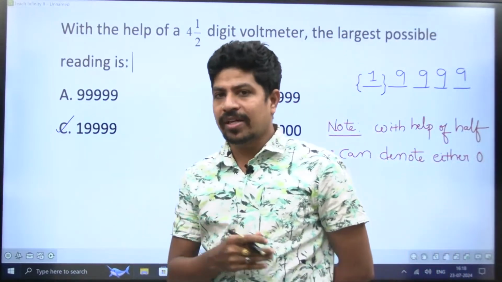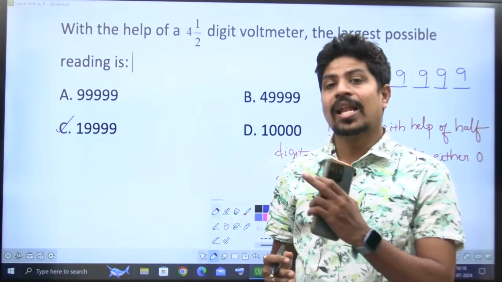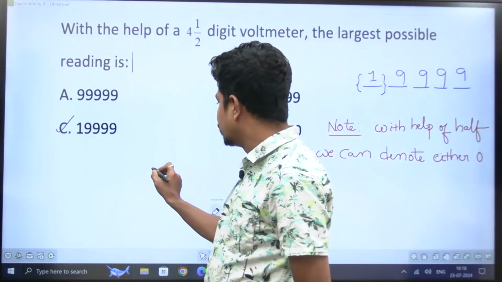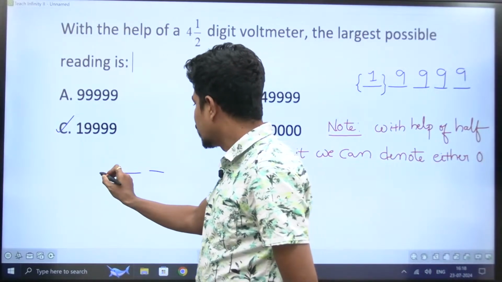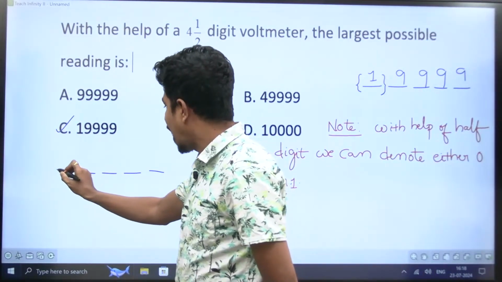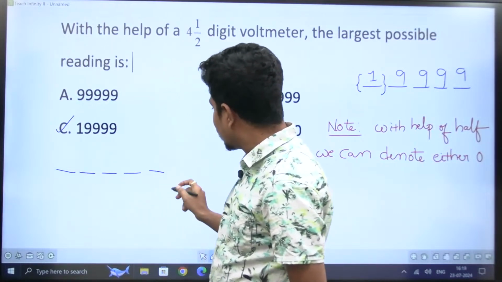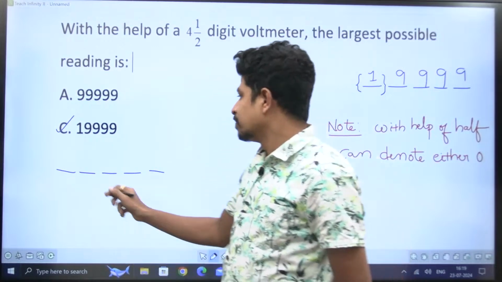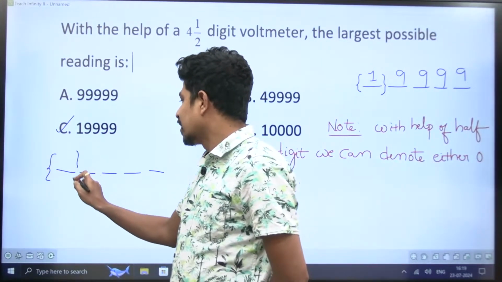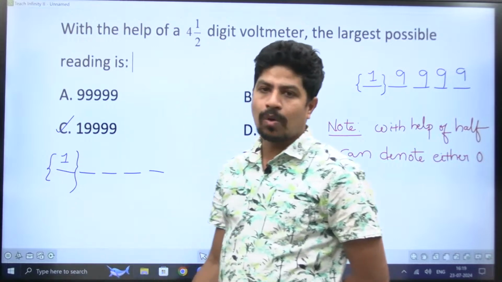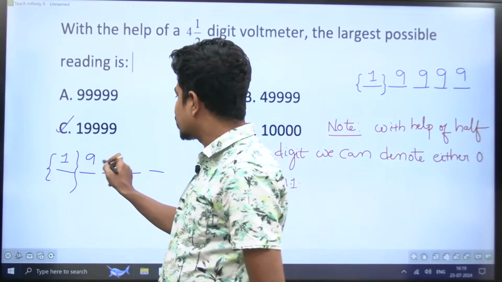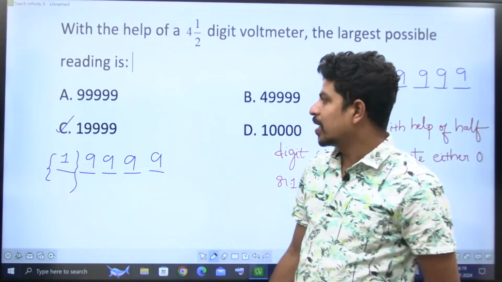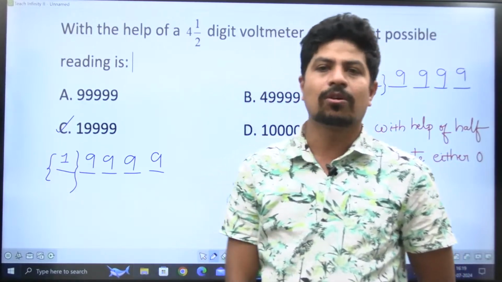That half digit is always placed at the leftmost side. In digital electronics, we call it the MSB, most significant bit position. So digit 1, digit 2, digit 3, digit 4, and this is the half digit, right? He is asking the largest possible reading. The largest reading of the half digit is 1, either 0 or 1. Remaining are full digits. The largest possible reading is 19999, right? The answer is option C. That easy question. Option is C.